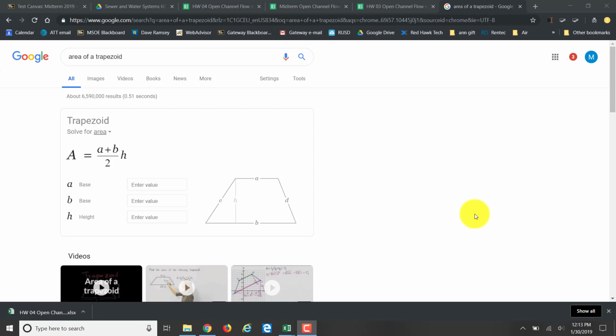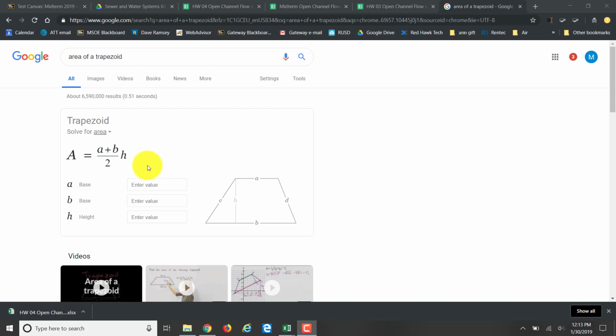We're going to take a look at how to solve an open channel flow problem using a spreadsheet, and the example I have is using a trapezoidal channel, which is the more difficult one. But I want to point out first that for a trapezoid, the area is the base, both bases, divided by 2 times the height. So let's go ahead and get started.